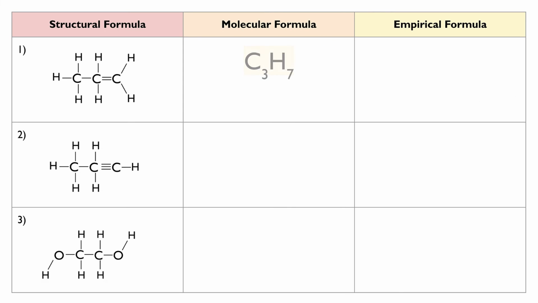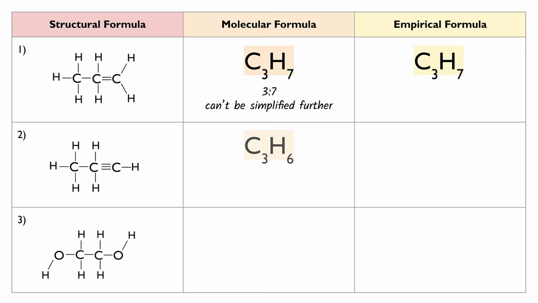For number 1, I count 3 carbons and 7 hydrogens. That is a 3 to 7 ratio, which can't be simplified any further. So I would write the empirical formula the same as the molecular formula, C3H7, because that ratio cannot be simplified.